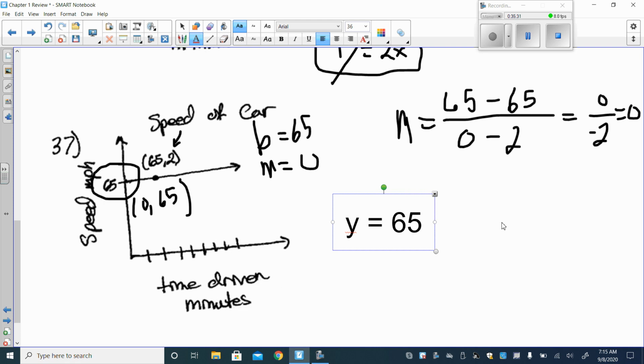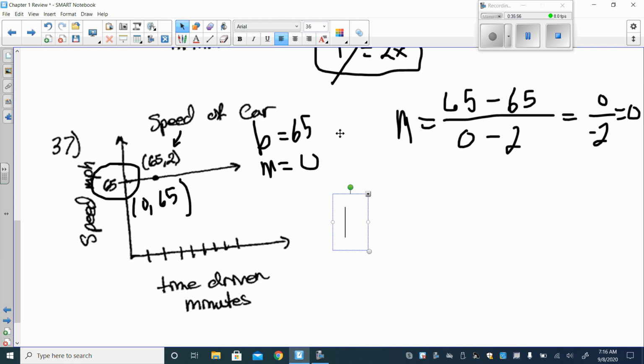Is our equation. Now when we look back at the graph, since we have a straight line at 65 going straight across, it's not going up, it's not going down. It's just y equals whatever that y value is. Not 65. Sorry, I got that messed up. I had this completely backwards. Nope, I take that back. I have it all right.